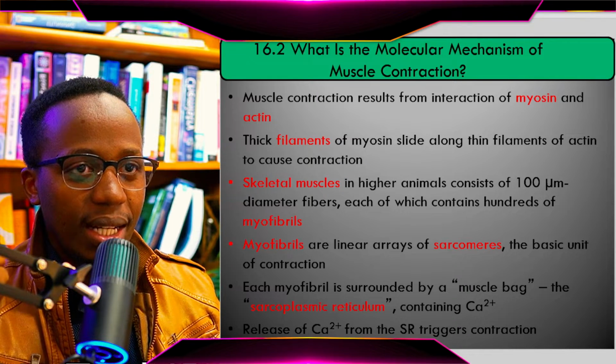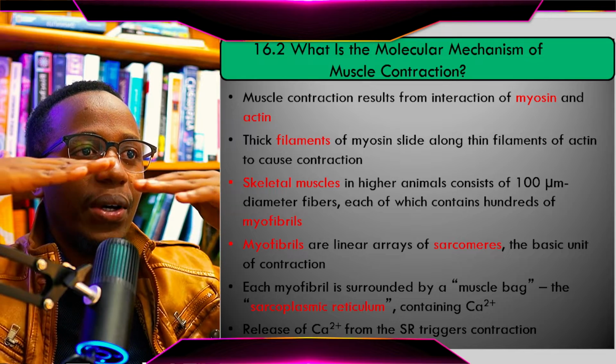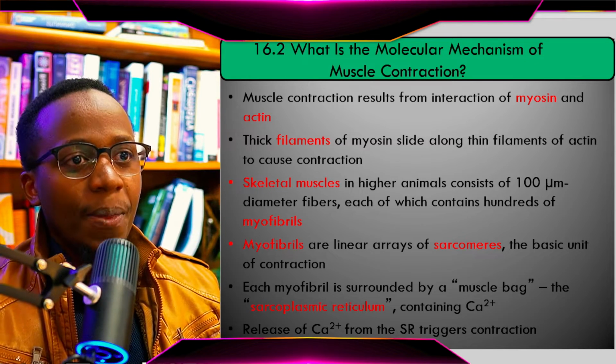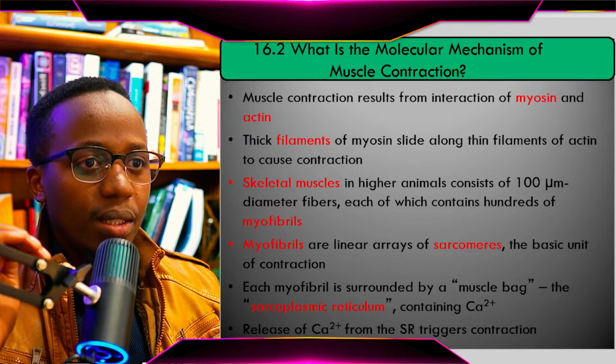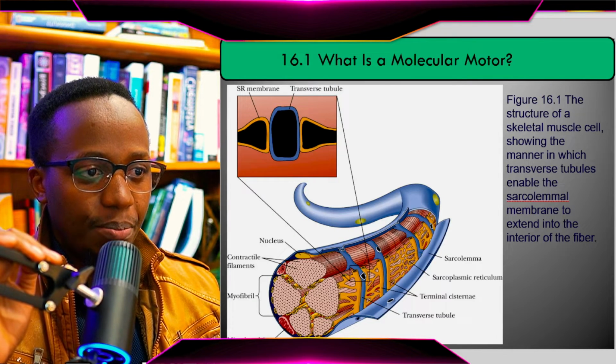Filaments of myosin and actin. How do they do it? They slide against each other, right? They slide against each other. So let's look at the graph that shows it better.